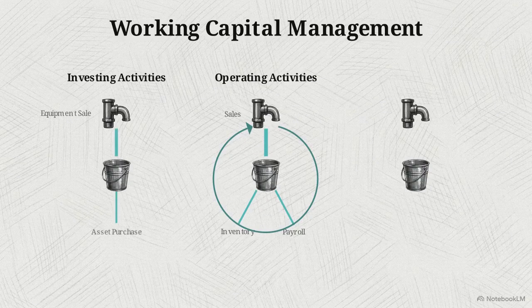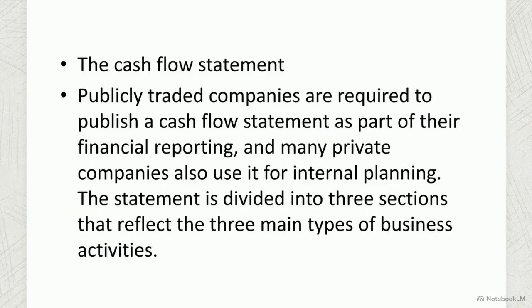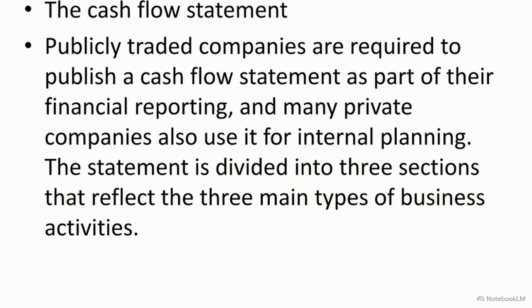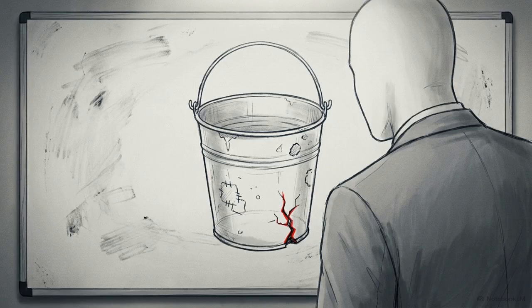Investing activities track cash used to buy or sell long-term assets, like equipment. Financing activities detail the cash moving between the company and its creditors, like taking out a loan or paying back debt. This slide shows the requirement for publicly traded companies to report their financial health using these 3 specific sections. It provides a standard historical record of where the company's money actually went. But just tracking past leaks isn't enough to prevent a bankruptcy.